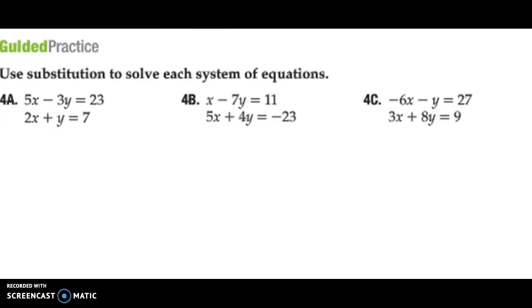Here's a couple guided practice problems you can try. They're not word problems, but you can set them up very similarly. Solve for one variable, set them equal to each other, and then we can do it.